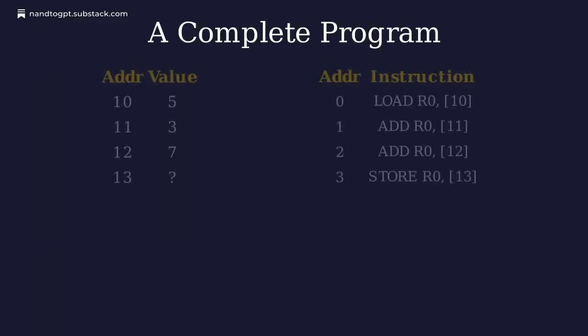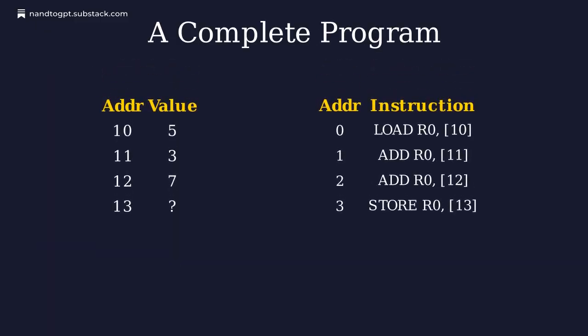Let's put it all together with a real program. Find the sum of 3 numbers. Memory address 10 holds 5. Address 11 holds 3. Address 12 holds 7. Address 0, load from address 10 into register 0. Address 1, add from address 11 to register 0. Address 2, add from address 12 to register 0. Address 3, store register 0 to address 13.